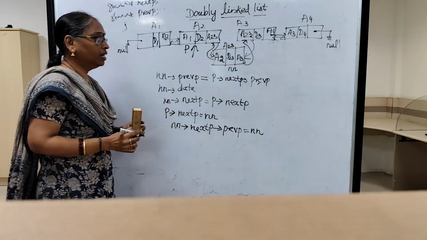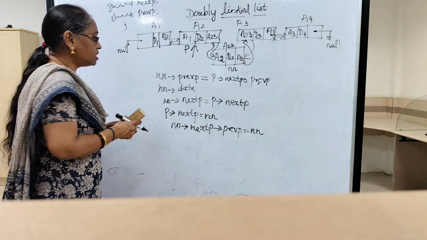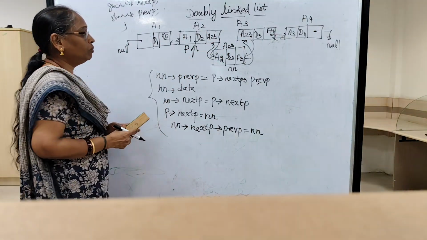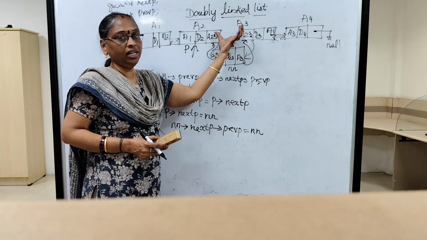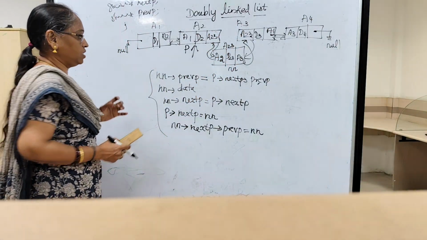A3 will be copied. The address A3 will be copied here. So these lines I have to do to make an insertion into my doubly linked list. Right? How to do a deletion?